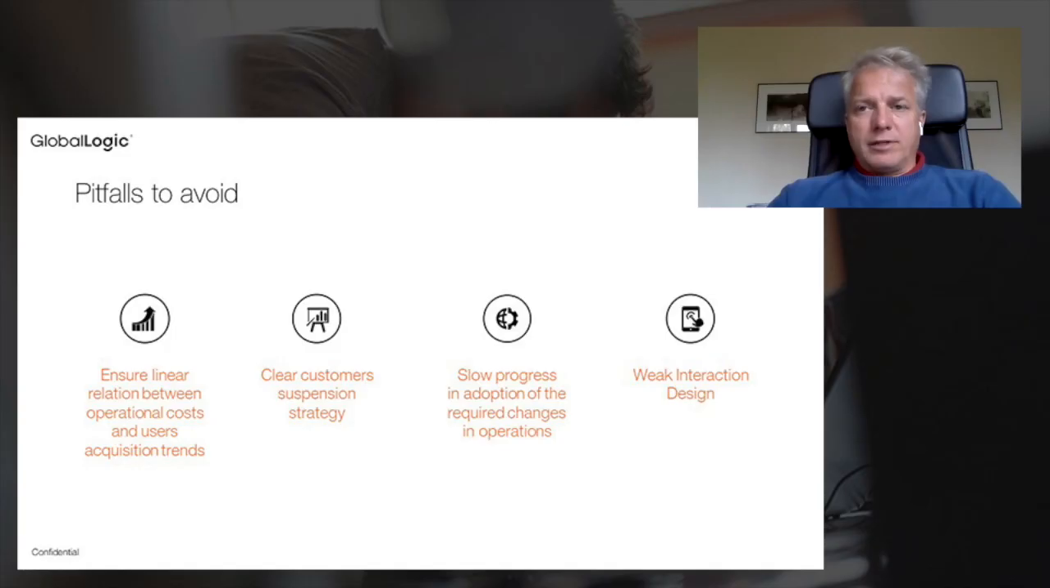Before we go to a nice presentation of a use case, I would like to spend a few words on the pitfalls to avoid. Obviously, when we think about such an important development, there are certain topics which might go wrong. And we start here with the point which is extremely important, because it's about the business case. It's about having a linear relation between operational costs and user acquisition. So in other words, definitely we should not have increasing costs with the scale, but we should already have a positive business case with a limited scale.